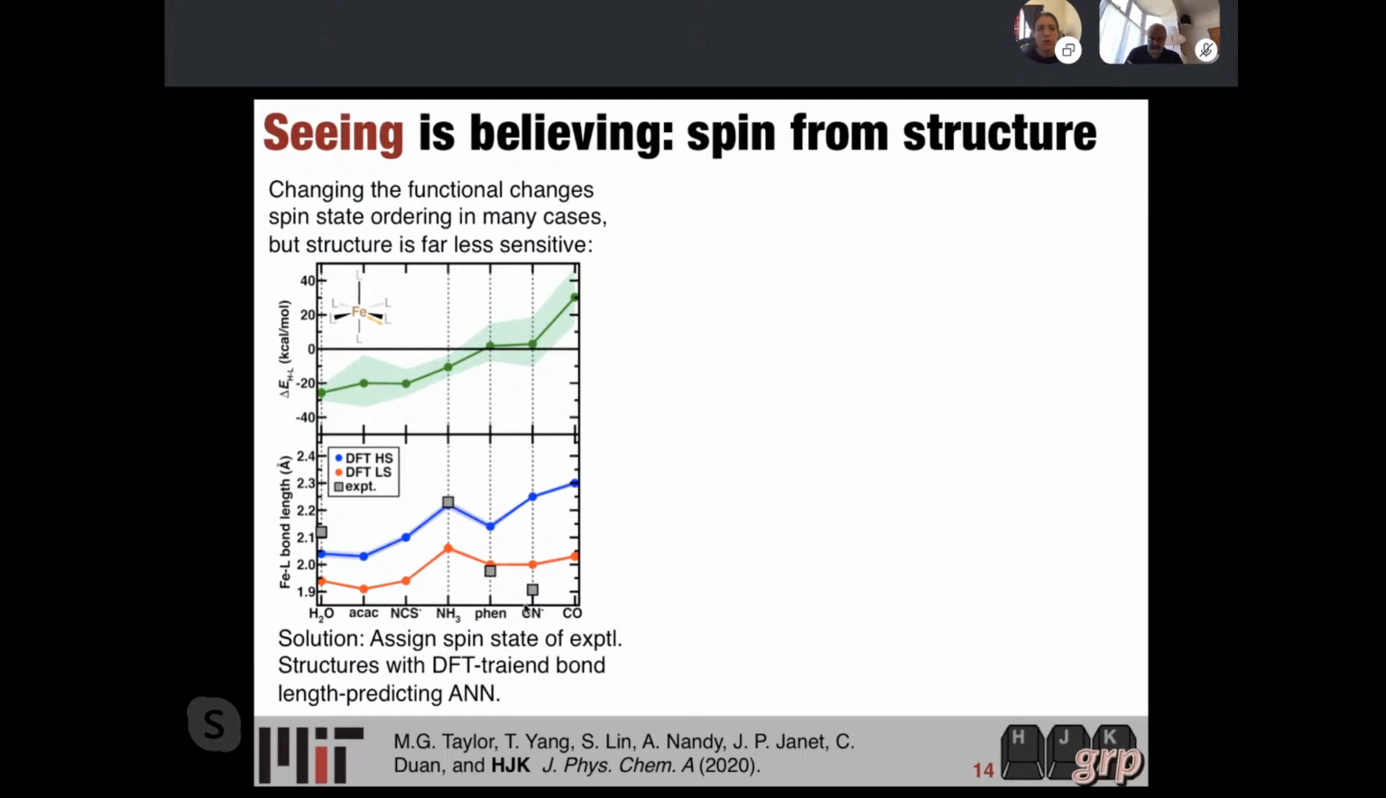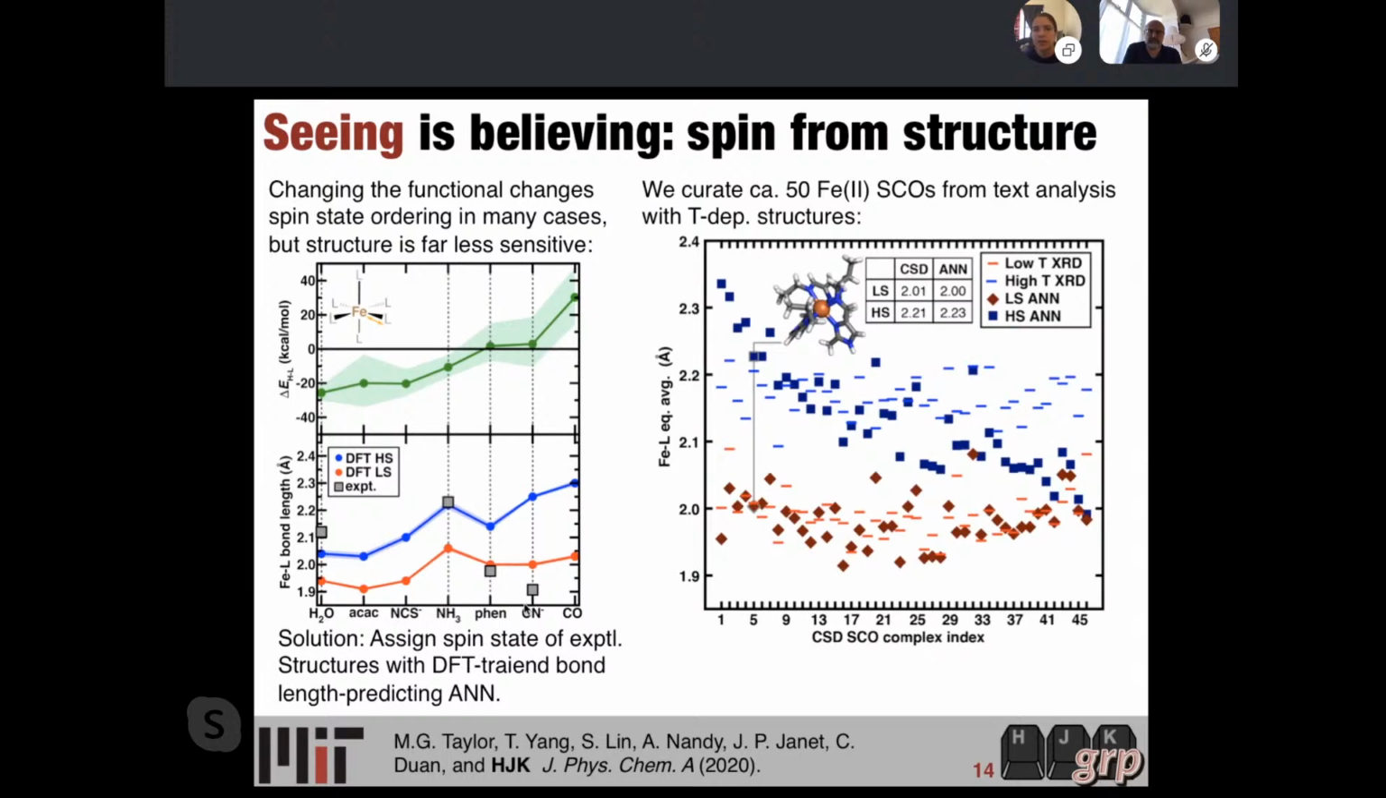And so what we wanted to do was address this challenge of not knowing the right answer from DFT in a slightly different way and take a look at cases where we knew the experimental bond length and see if we could assign spin states. And one place you can do this is in spin crossover complexes where multiple bond lengths have been captured experimentally. So we did this a couple of different ways in this recent paper. But what you're seeing here is you have in the dashes the high and low temperature bond lengths. And then you have what a neural net would predict should be the high spin and low spin bond length.